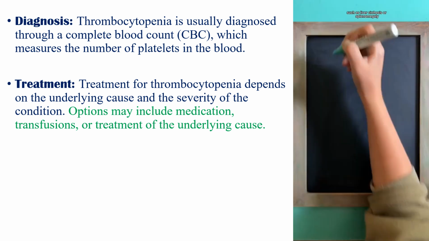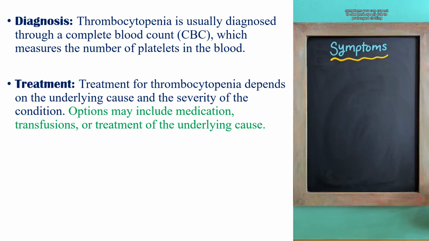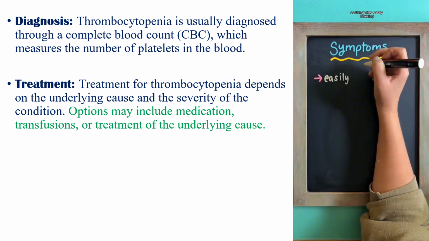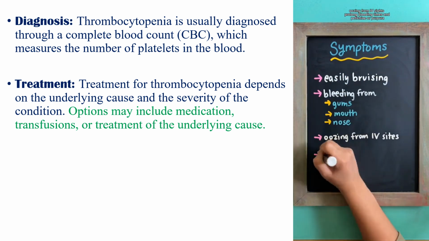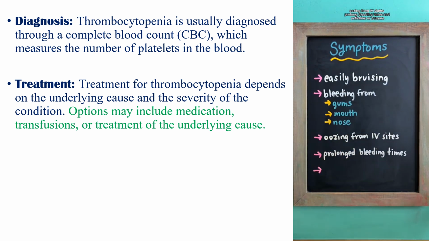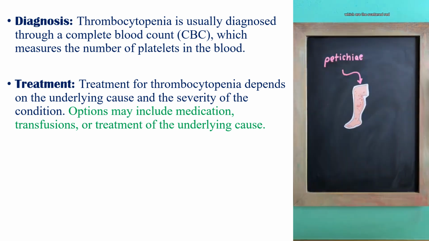It can also be due to impaired platelet distribution, such as liver cirrhosis or splenomegaly. Symptoms you can expect to see here are all due to impaired clotting, so things like easy bruising, bleeding from the gums, nose, or mouth, oozing from IV sites, prolonged bleeding times, and petechiae or purpura, which are the scattered red-brown or purple dots on the skin that indicate bleeding.